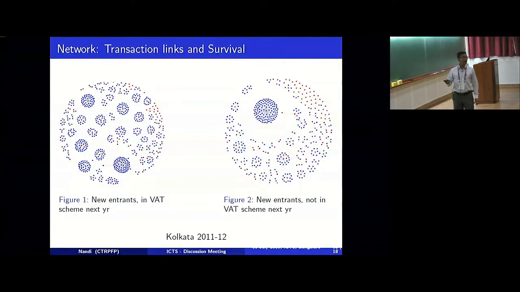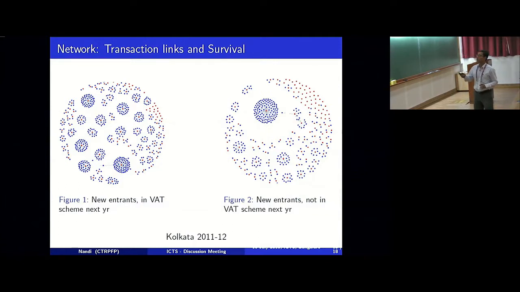These red dots are firms that enter the market and remain in the tax scheme in the next year. And these red dots enter the tax scheme and in the next period they disappear from there. Evidently, these red dots are better connected to other firms than these red dots. Is that clear? Here we have a lot of red dots without any connection. So it seems that network connectivity really matters for survival in the tax system.